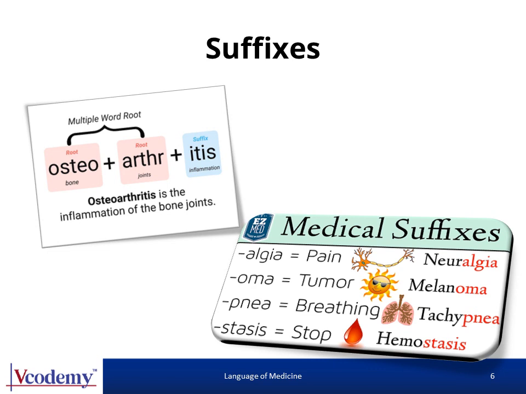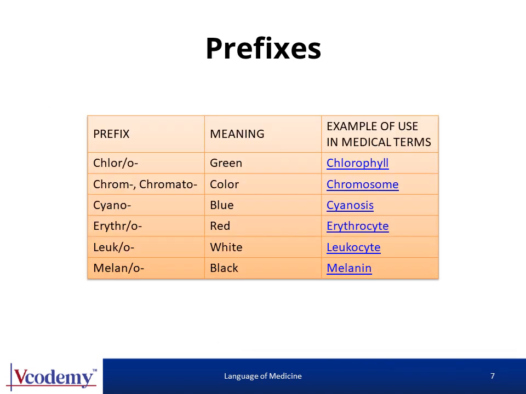Chlorophyll. For example, chlorophyll means a green pigment. So here you see the prefix. Chloro is a prefix. Meaning is green. So example of the use in medical terms is chlorophyll. Chromato, meaning is color, chromosome. Cyano, meaning is blue, cyanosis. The patient's face was cyanotic, meaning it was bluish in color.